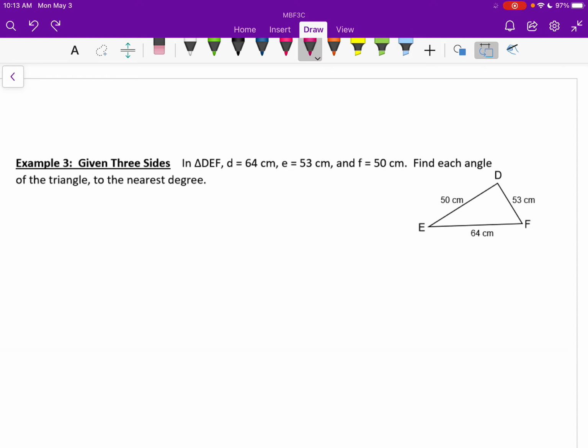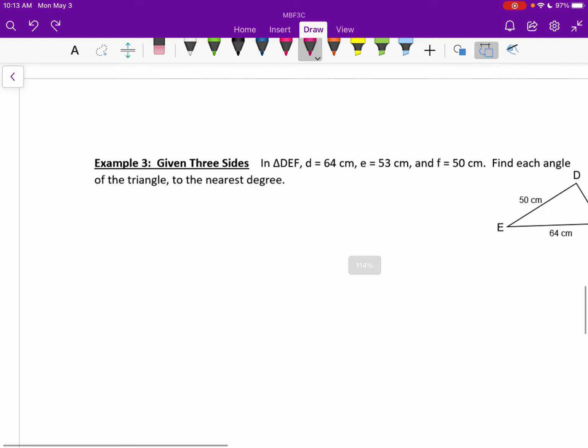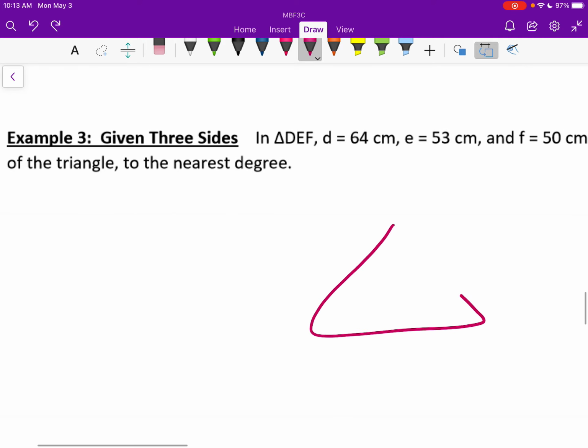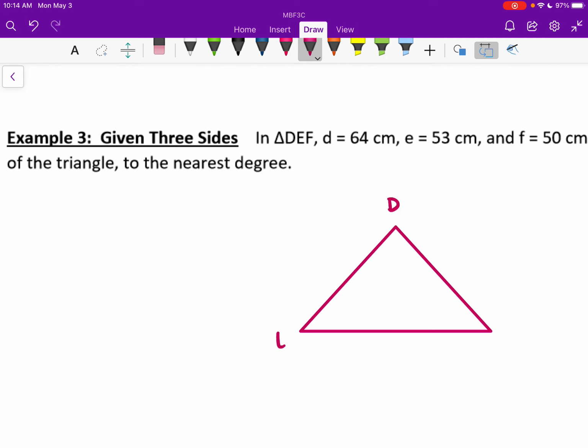So it says a triangle DEF, right? Triangle DEF. So I'm just going to go in, DEF, right? Has these 3 sides. So side D, that means the side across from angle D is going to be 64 centimeters, right? And I'm just going to write that in. D is equal to 64. The side across from E is equal to 53 centimeters, right? And the side across from F is equal to 50 centimeters, right?